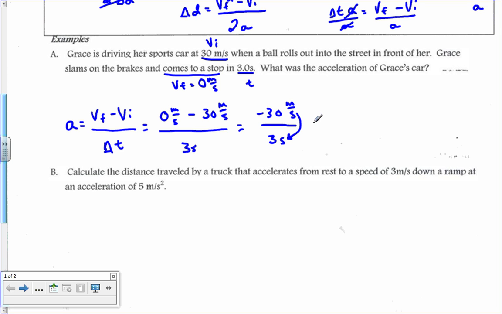Negative 30 divided by 3 gives us negative 10, and the unit we end up with is meters per second squared. That's what I meant when I said they'll combine together. They multiply together. They don't cancel each other out. So there's our answer, negative 10 meters per second squared. Why negative? That's mathematically why it's negative, but what does that mean for her car? It's decelerating. Very good. This is a deceleration.